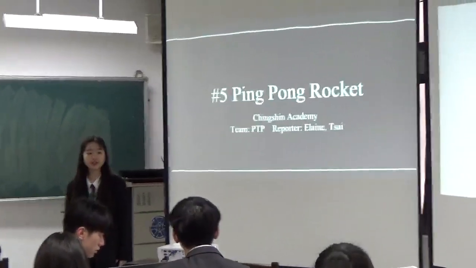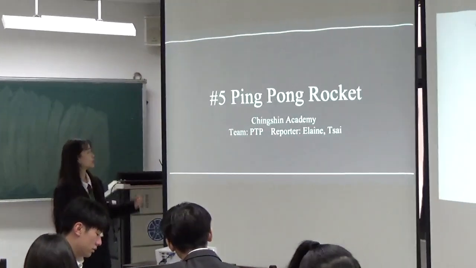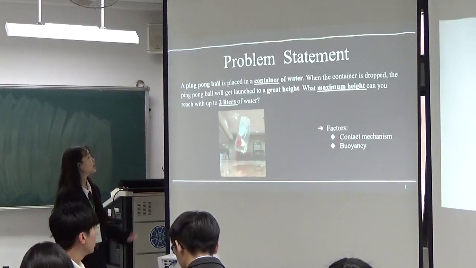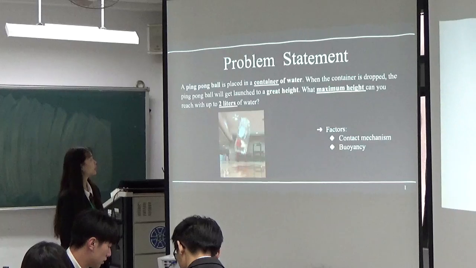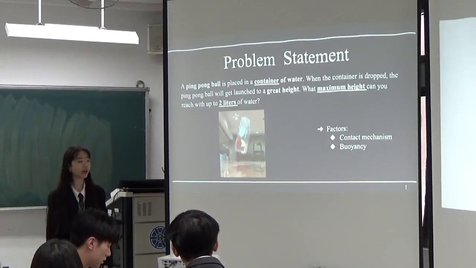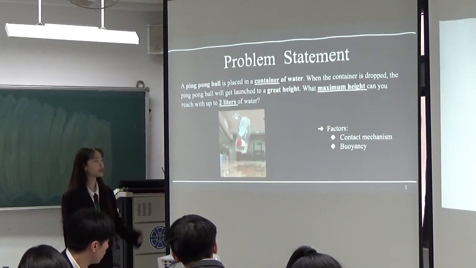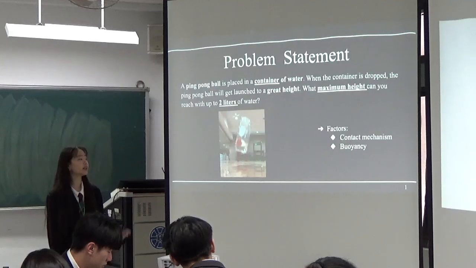Distinguished judges and fellow competitors, this is Team PTP, and I'm going to report question number 5, ping pong racket. So here's the problem statement. A ping pong ball is placed in a container of water. When the container is dropped, the ping pong ball will get launched to a great height. What maximum height can you reach with 2 liters of water? And here are a few factors we can consider. First is the contact mechanism, and the second is buoyancy.